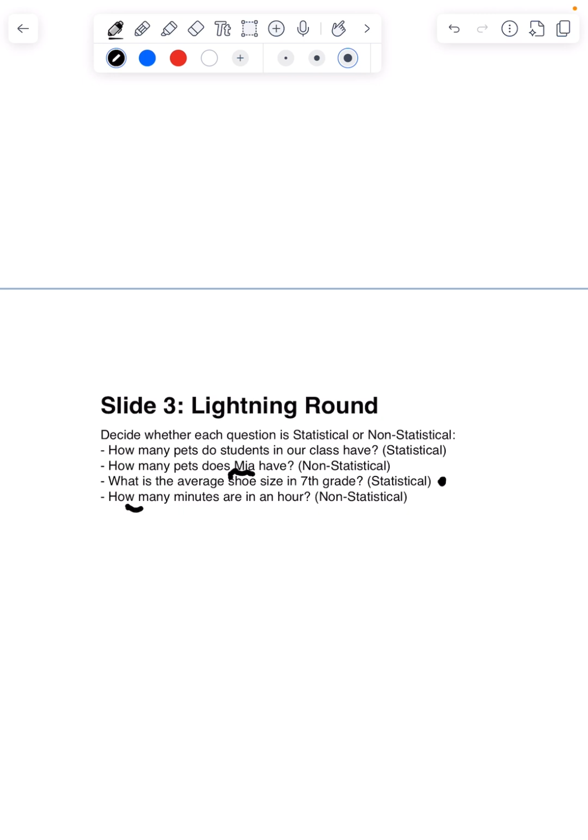And then, how many minutes are in an hour? Again, that answer never changes. It would be 60 minutes in 1 hour. Every single person would answer the same. So therefore it is non-statistical.